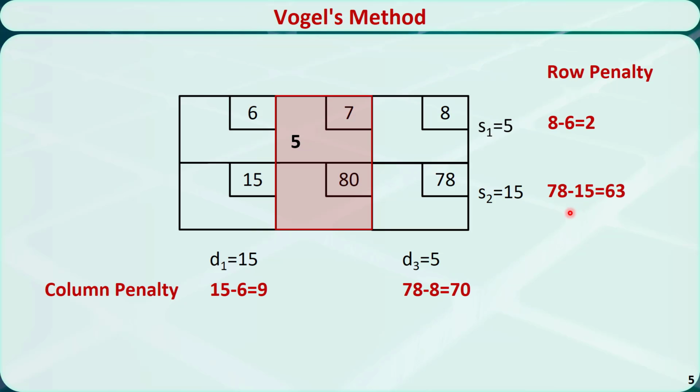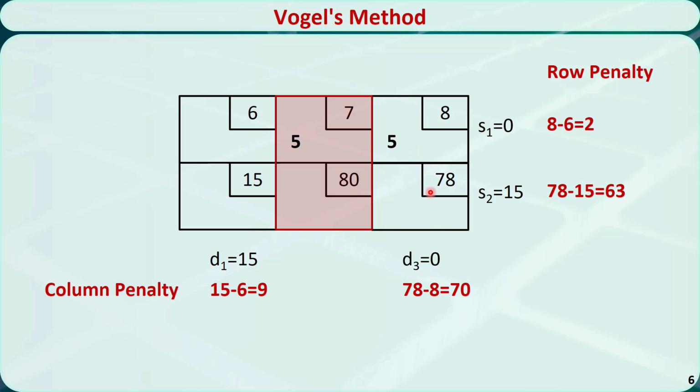Now we need to find the row or column with the largest penalty, which is the third column with a penalty of 70. Then we need to find the cell with the smallest unit cost in this column, which is the top cell with the cost of 8. The largest amount we can allocate to this cell is 5. We put 5 here and subtract it from S1 and D3. S1 will be 0, D3 will be 0. This is a new tableau.